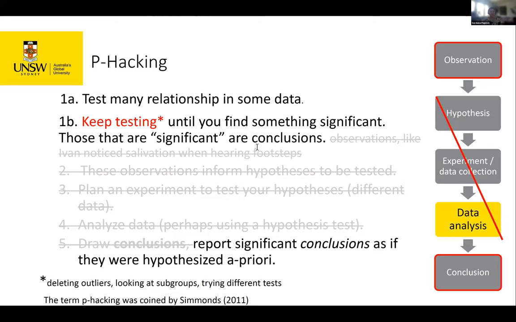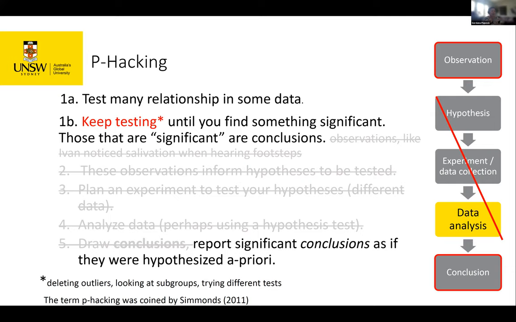So that's HARKing. And then p-hacking is completely related, but in p-hacking, you just keep testing. So you keep doing tests, you might have lots of variables. So you just do one variable against the other, or you might delete some outliers or take subsets of the data or try different tests.